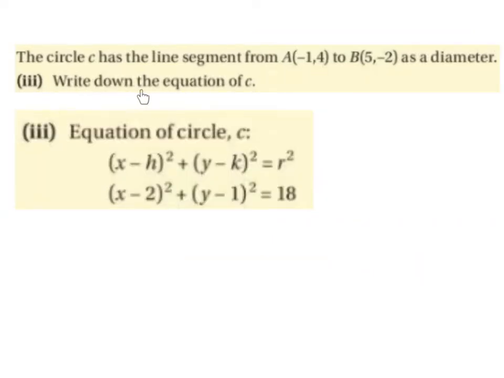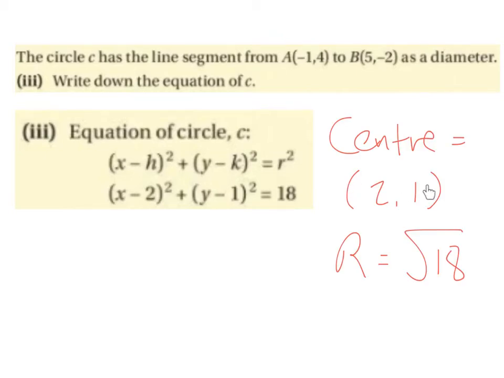Part 3, write down the equation of C. So for the equation of the circle, we need the centre and we need the radius. And we found the centre to be (2, 1) and the radius to be root 18. So this is our formula for the equation of a circle when the centre is not (0, 0): (x - h) squared plus (y - k) squared is equal to r squared. So the h is going to be the 2 and the k is going to be the 1.